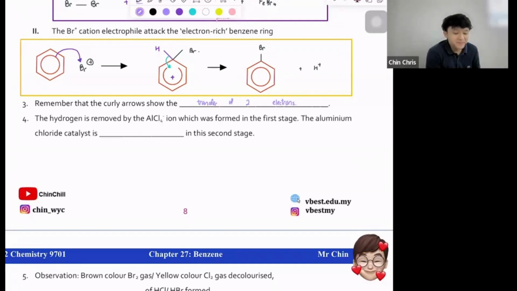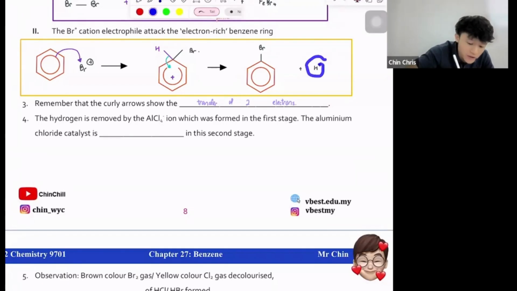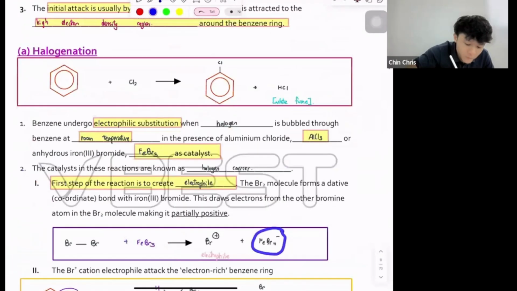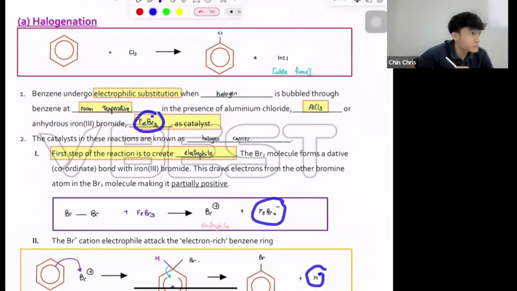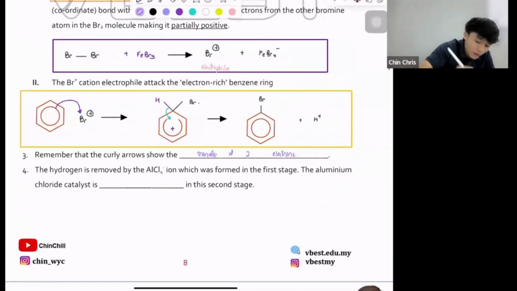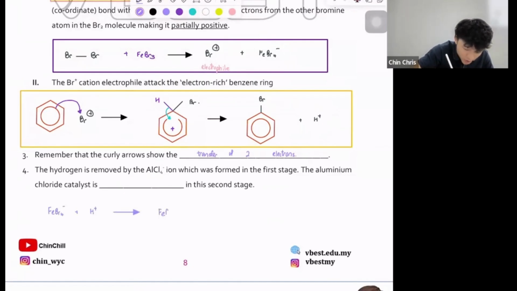Alright guys, next. The hydrogen itself, right? Now this H plus is removed by your AlCl4 minus or your FeBr4 minus. So guys, just now I mentioned FeBr3 is a catalyst. Okay? I have my FeBr4 minus here. So FeBr4 minus will react with H plus to reform FeBr3 plus HBr. Do you see in this reaction your catalyst is reformed?